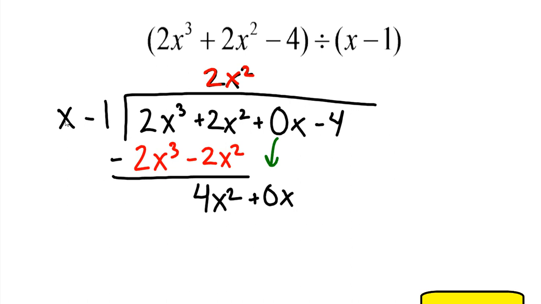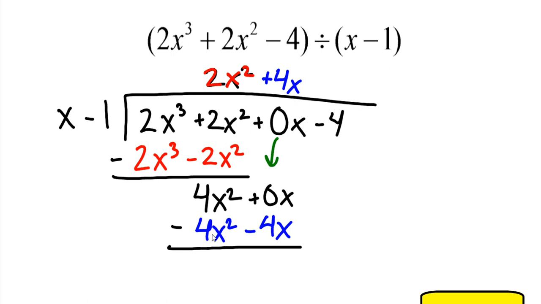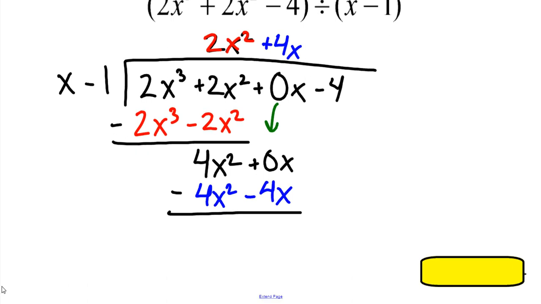Again, I ask, what do I need to multiply x by to get to 4x squared? Well, I need a 4, and I need an x. And I multiply. 4x times x is 4x squared. 4x times minus 1 is minus 4x. And again, I subtract. These cancel out, which lets me know I chose appropriately. 0 minus a negative 4 makes positive 4x. And again, bring down the last statement.